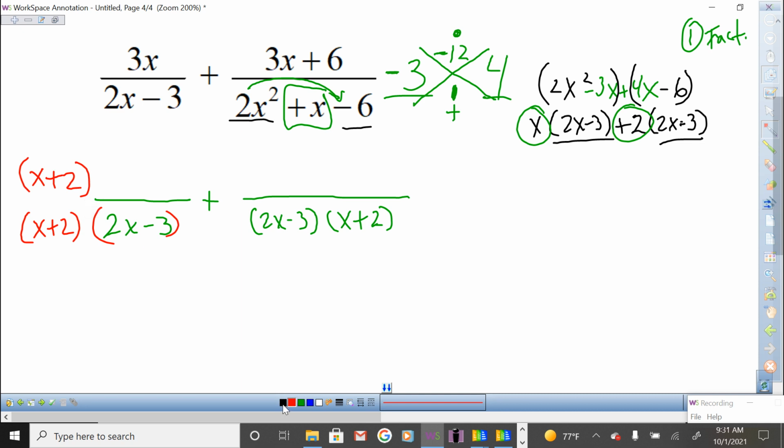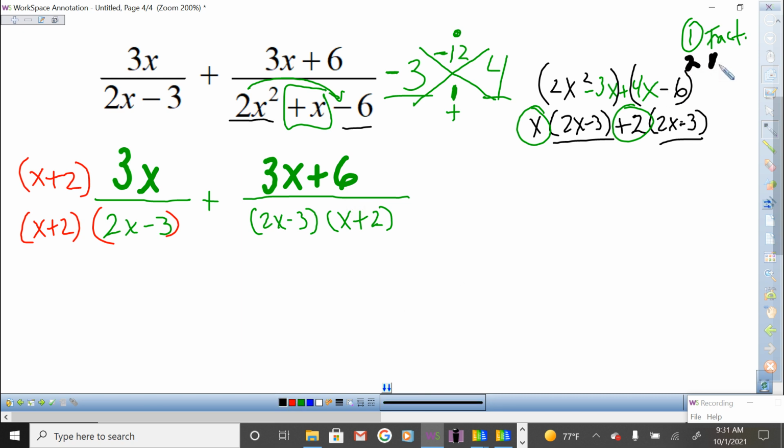Let's bring down the original numerator. The originals are 3x and 3x plus 6. They'll stay the same. And I hope you're getting the idea. When we did the practice on the warm-ups, I always brought the numerators exactly the same. Did anybody remember that? Exactly the same. That's what happens here as well. Okay? All right, step 1 is done.